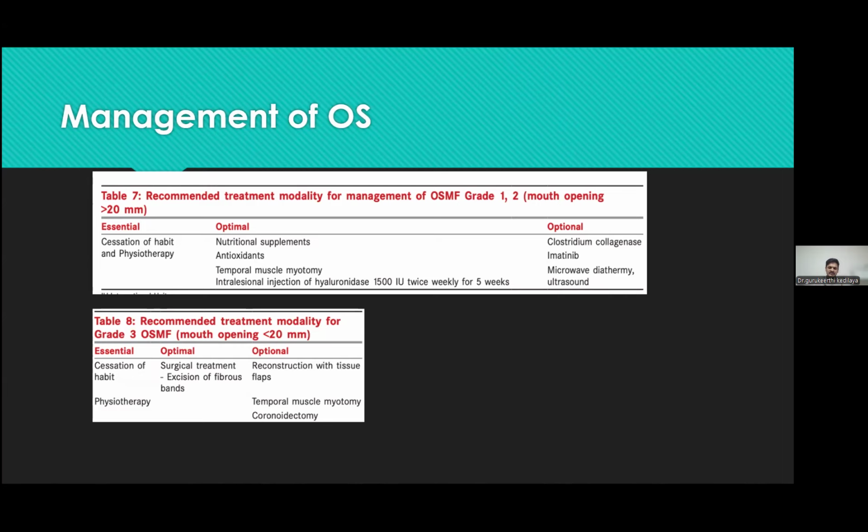So with the patients with grade surgical of fibrous, sometimes with a temporal muscle myotomy, and sometimes coronoidectomy is also recommended with adequate reconstruction.